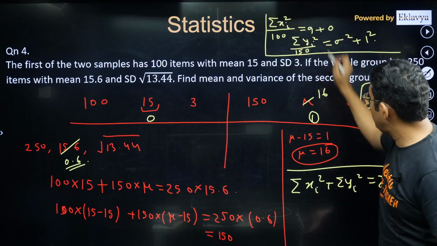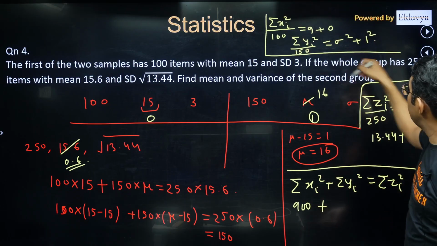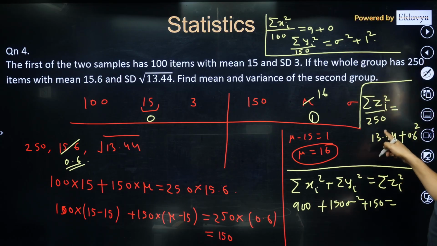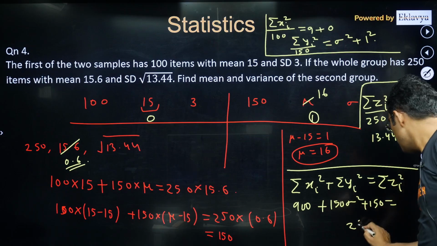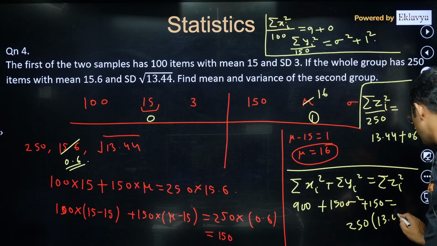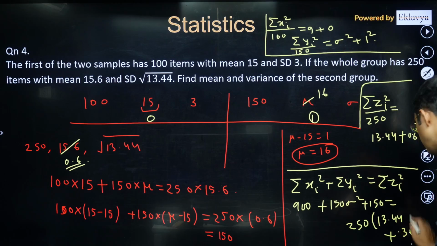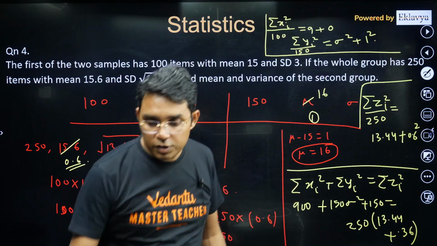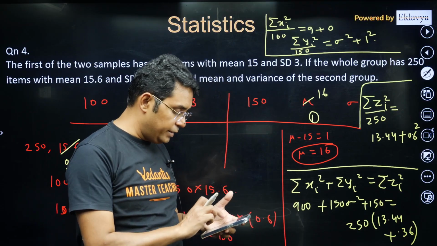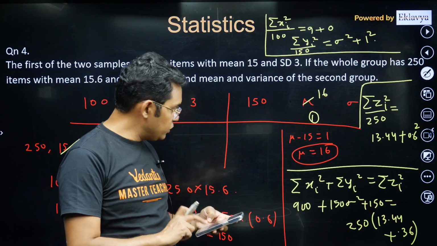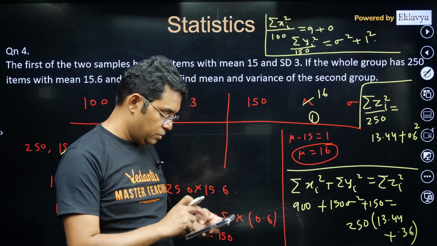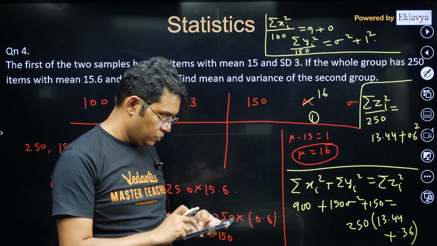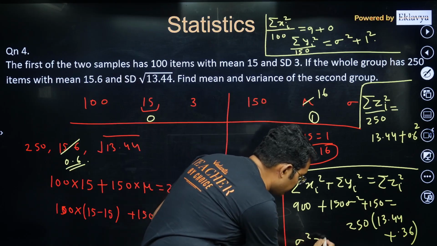Now you just put these values: 900 here, plus 150 sigma square plus 150, and this 250 goes to that side, multiplied with 13.44 plus 0.36. It is not a difficult calculation at all, because you can divide by 150 on both sides, and then you can find the answer. I think the sigma square comes out to be, let me just check, then I'll comment. Yeah, sigma square is coming out to be 16.